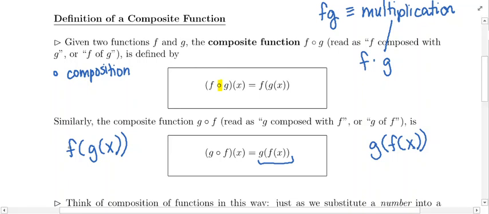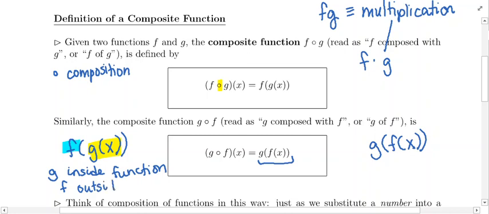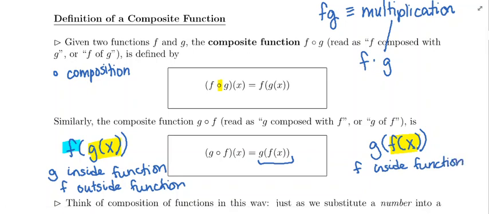If I take a look at f of g of x, what you can see here is that on the inside we have g. So g of x is considered to be the inside function. And then on the outside, you have f. So f is the outside function in this case. But then if you look at g of f of x, in this situation, f is the inside function. And this time, g is on the outside.